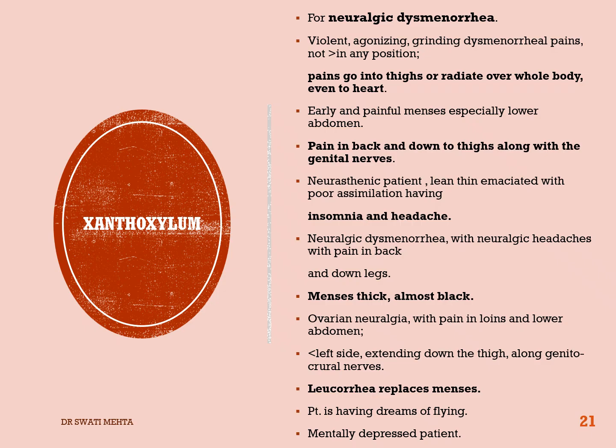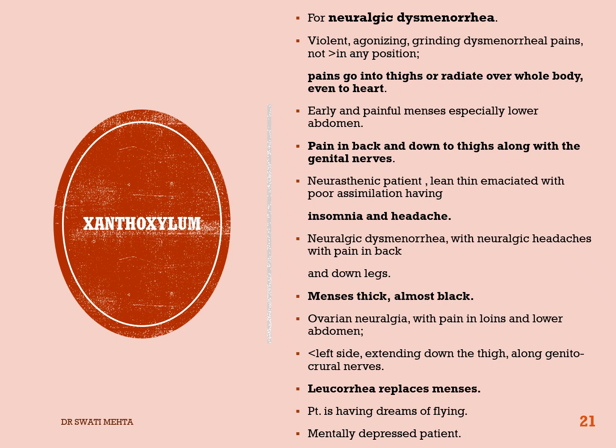Xanthoxylum is the only medicine for neuralgic dysmenorrhea. The pain is agonizing, grinding, and radiates to the thighs, legs, and even throughout the body. Patients are usually thin, weak, nervous, and suffer from headache and insomnia. The menstrual flow is dark and thick. Pain in the back down to the thighs along with the genital nerves. That is also a peculiar symptom of xanthoxylum. Menses almost black. That is also one of the peculiar symptoms of xanthoxylum.